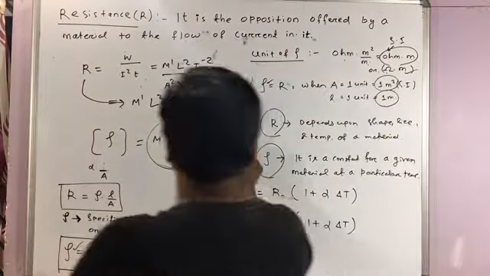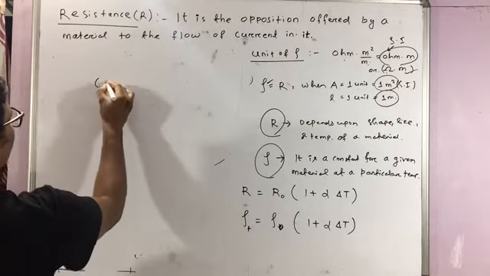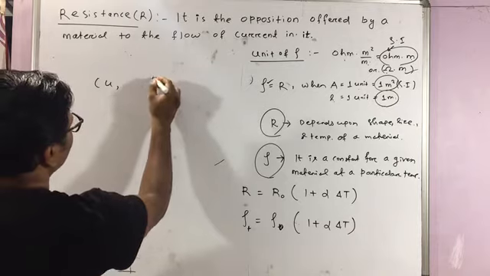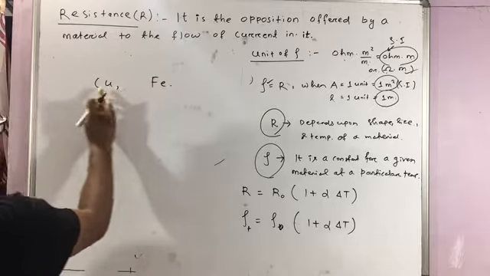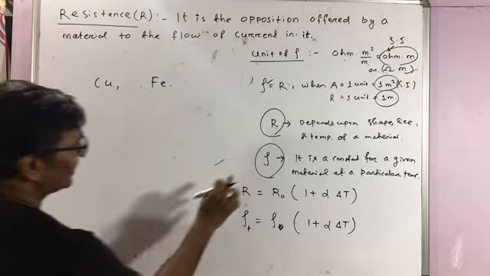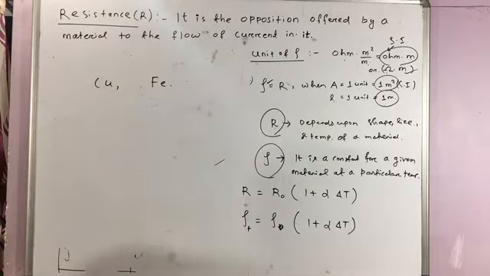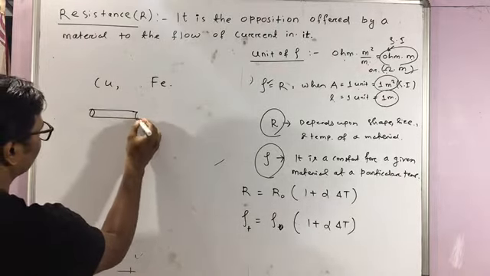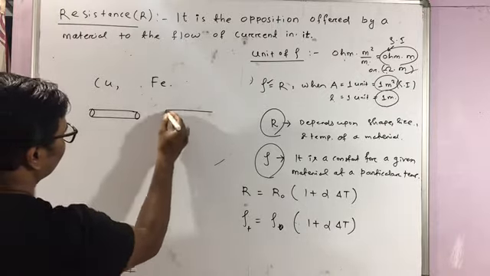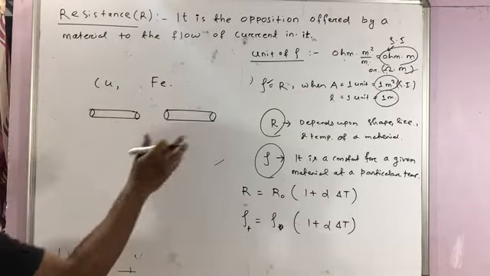Let me explain by taking an example. Suppose you have a copper wire and you have one iron wire. Since the nature of the materials are different, their resistivities are different. Copper and iron, their resistivities are different, so also their resistances. Suppose the area of cross section of the copper wire and the area of cross section of the iron wire are the same and the lengths are the same, their resistivity and resistance will still be different.